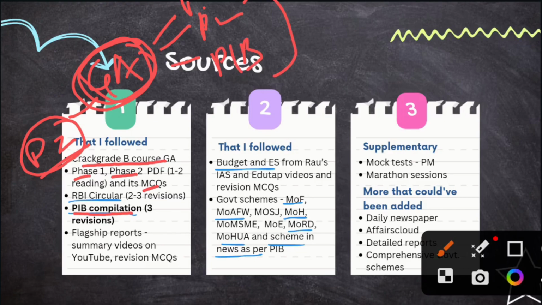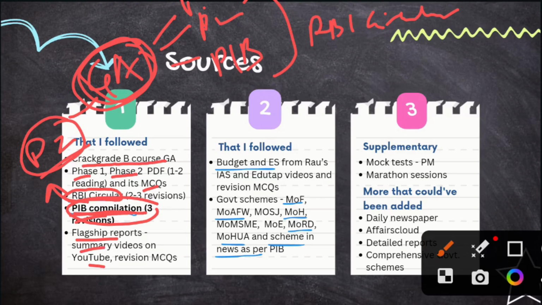So in GA there was phase 1, phase 2, PIB. These are the materials which I have followed. In addition to this, an RBI circular PDF was also there in the phase 2 course. So the RBI circular is also there. Then you have the PIB compilation. This is the most important in my opinion. Then you have some flagship reports.